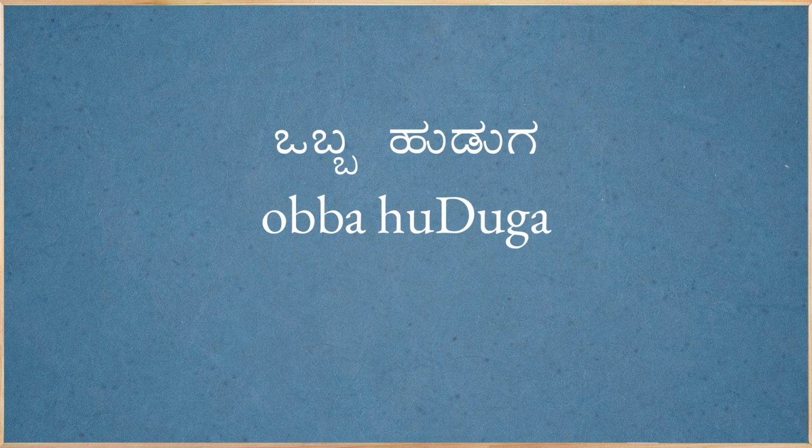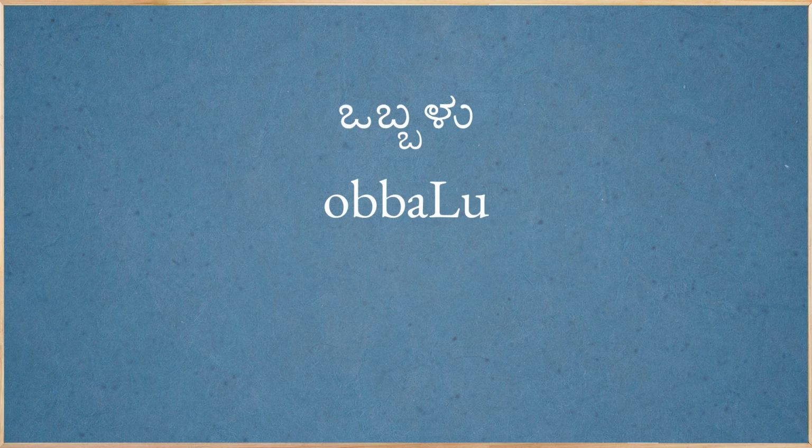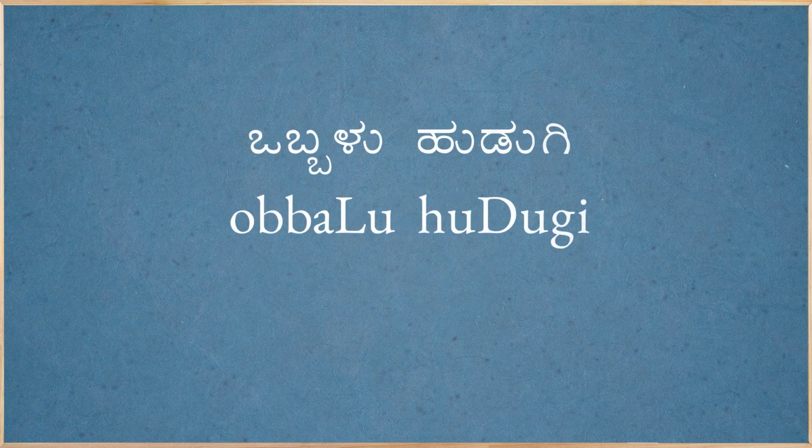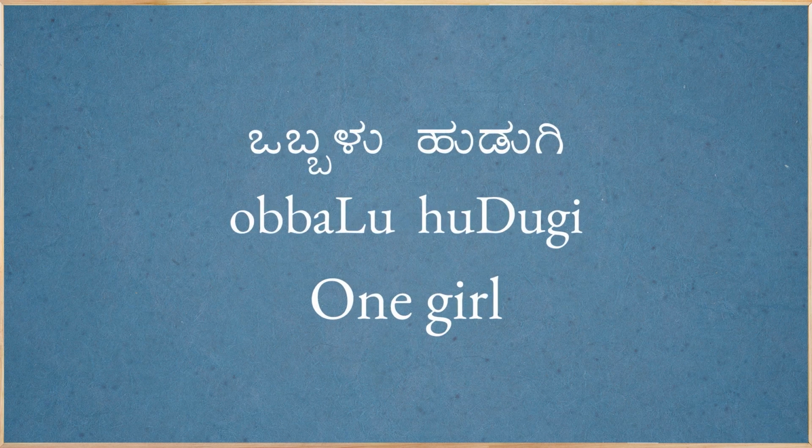Examples of special human numerals. Singular form, obbanu. Obbanu refers to one person, male or non-honorific sense. Example, obba huduga, one boy. Obbalu refers to one person, female or non-honorific sense. Example, ಒಬ್ಬಳು ಹುಡುಗಿ, one girl.